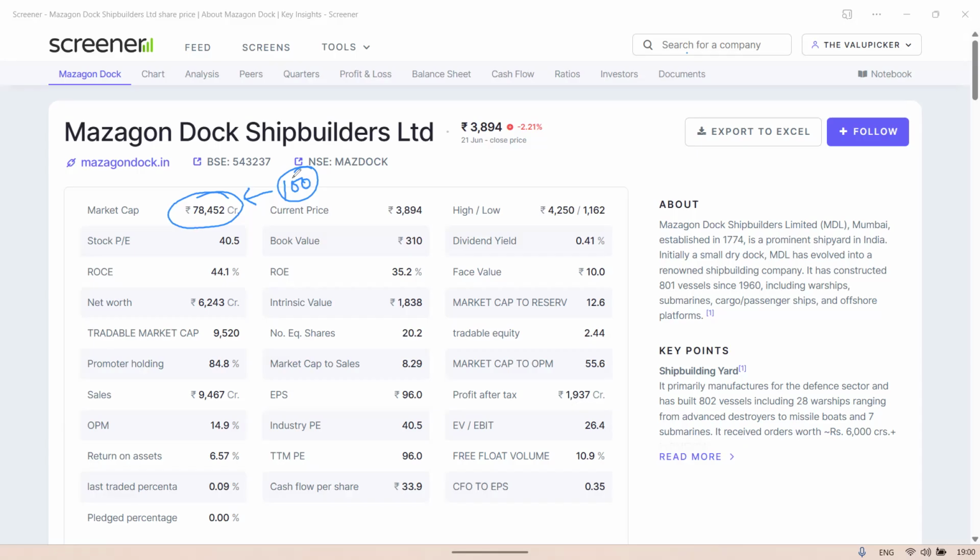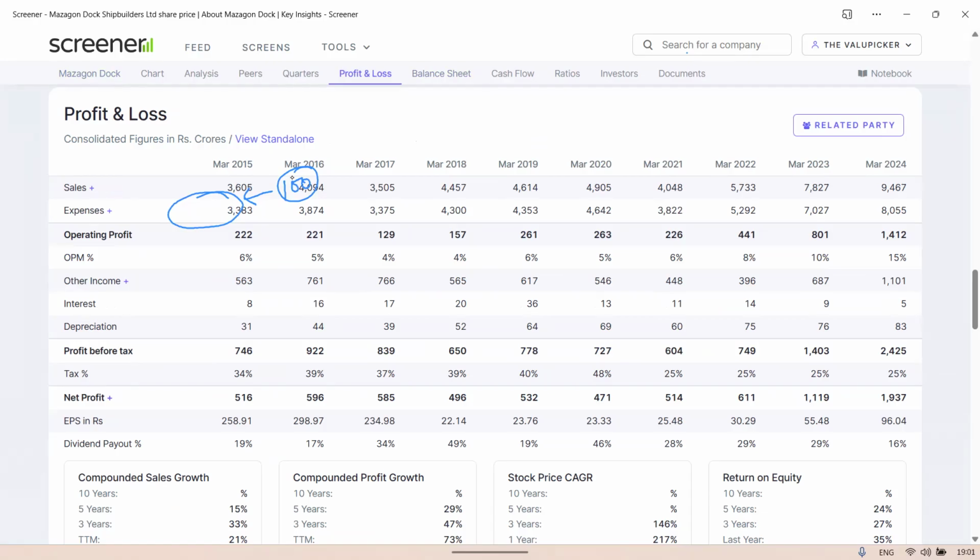What is the profit? Fine. Profit is 1,937 CR. Profit is 1,412 CR. Fine. As of now, for a 78K market cap, you are getting 1,937 CR of net profit.